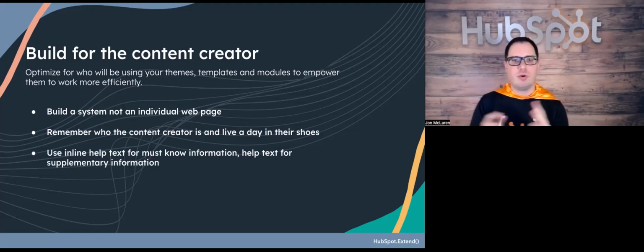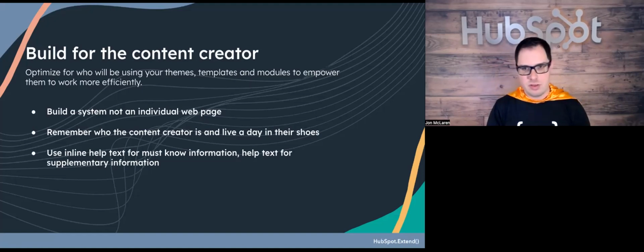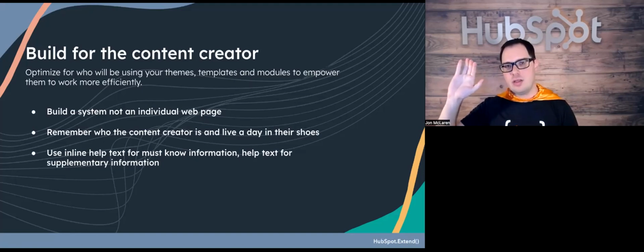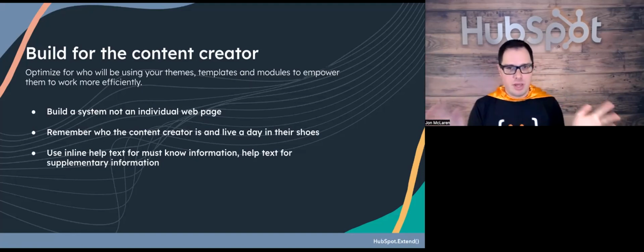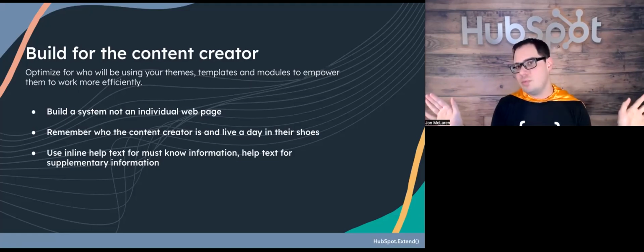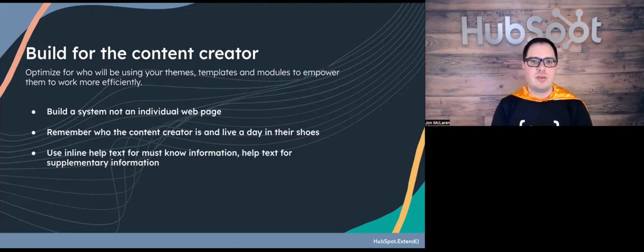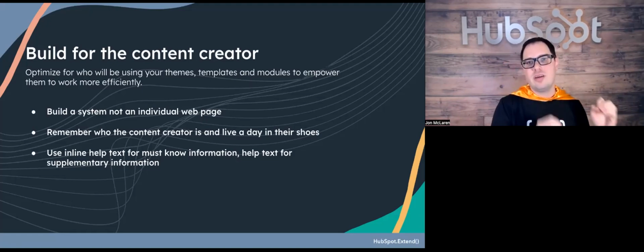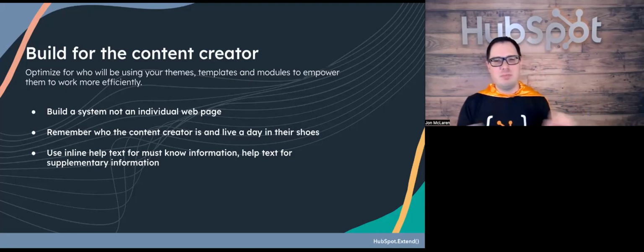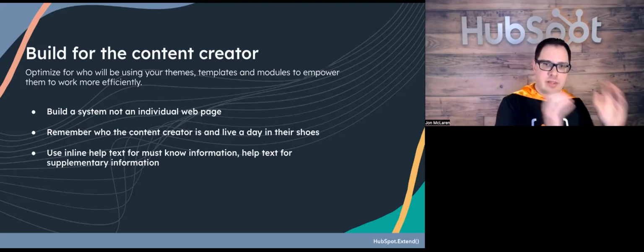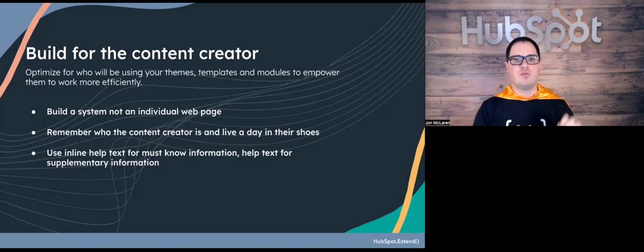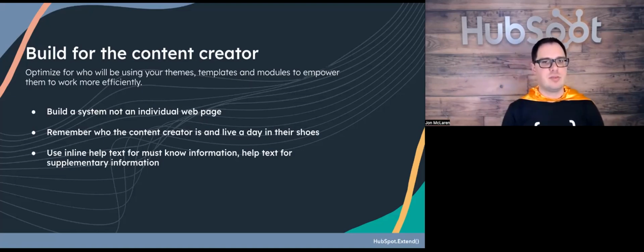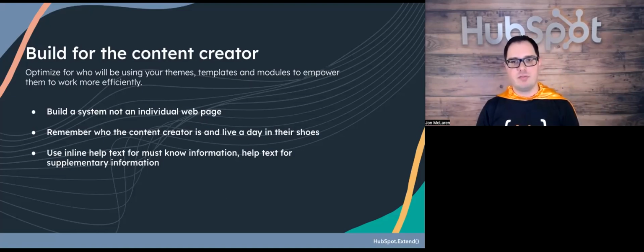Modules and theme fields support two different types of help text. There's inline help text, and then there is just standard help text. Help text appears as a tooltip in the label, and inline help text appears below the field label. While both exist so that you can give context to the content creator, they shouldn't be used interchangeably. Inline help text is best for information that is required to be able to use the field correctly. Help text is better for supplementary information.